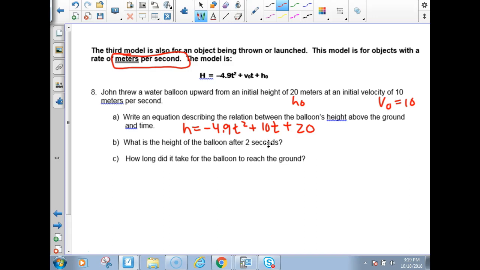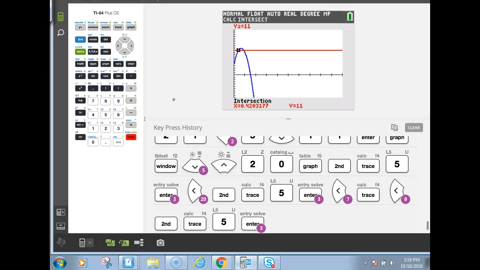What is the height of the balloon after 2 seconds? All we have to do is substitute in 2 here. Negative 4.9 times 2 squared plus 10 times 2 plus 20. And then, how long did it take for the balloon to reach the ground? We're going to need a grapher. So I'm going to go ahead and put it in, because I'm going to show you how you can get the 2 seconds in your grapher as well.